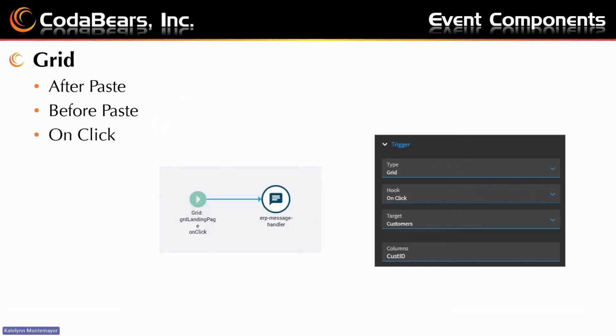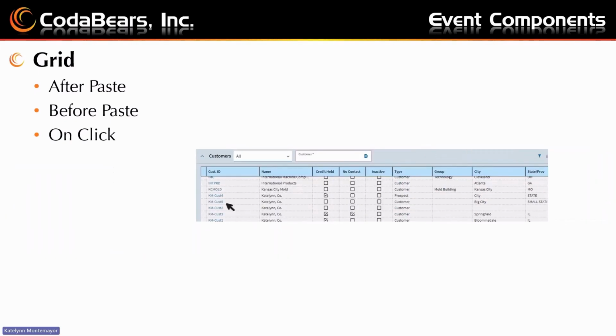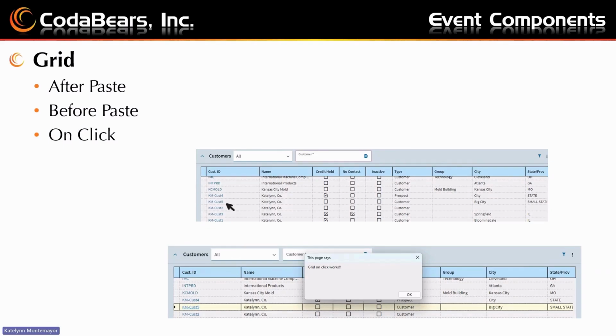What I did was I created another example, and on this left picture is the event itself, where my type is the grid, my hook is on click, and then my target is customers, and that is the name, the ID of the grid. My column is going to be the specific cell that I want, so when I press on that, it's going to trigger the rest of the event. I just wanted it to show a message. So you can see here, I have my customers, and when I press on KM Cust 5, which is my customer 5, with my cursor, my little pop-up just says grid on click works.